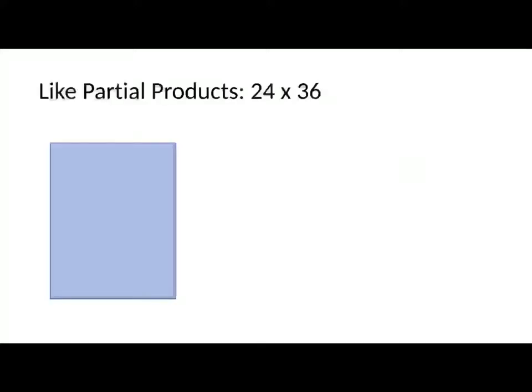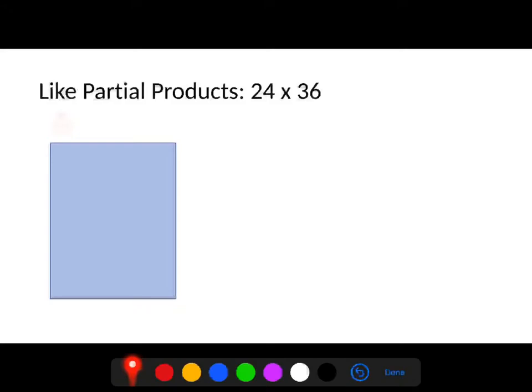Multiplication and the lattice algorithm. The lattice algorithm is based on partial products, so let's look at an area model with partial products of 24 times 36. I'd write 24 in expanded form here, and 36 in expanded form.